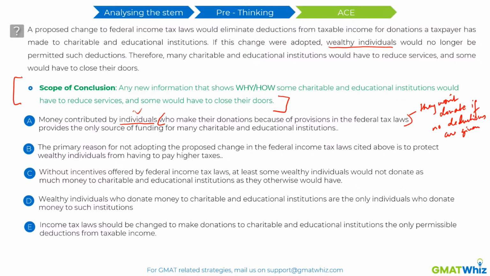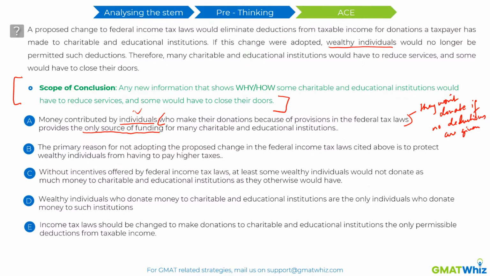All right, so this is kind of falling within the scope. So money contributed by such individuals who won't donate if deductions are not given provides the only source of funding for many charitable and educational institutions. Now the point is, if they are the only source, will funding reduce? Yes. Will some educational institutions have to reduce services? Yes. Would some have to close their doors? Probably yes. So I'm going to put A on hold. A falls within the scope, so I'm going to put it on hold. Okay.